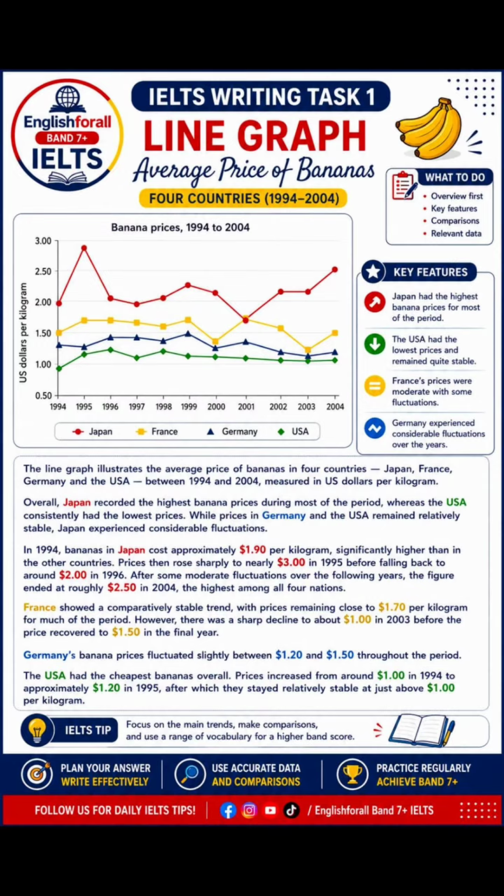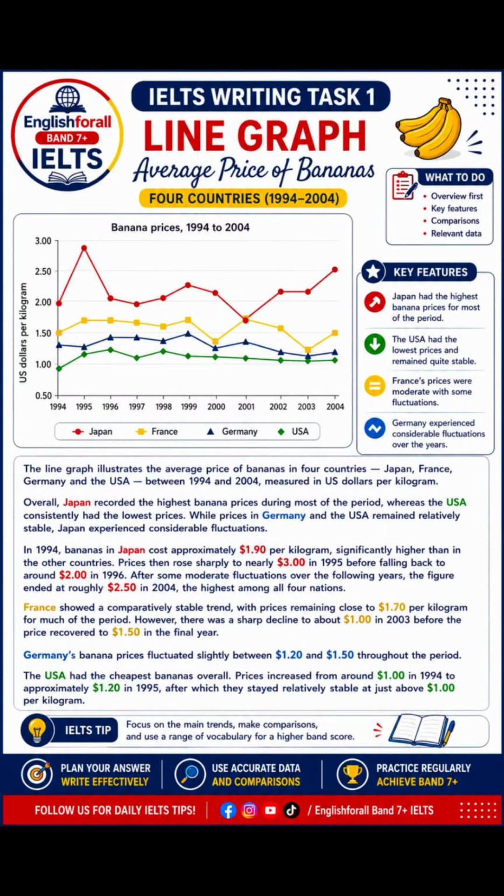dashes. Okay, so the line graph illustrates the average price of bananas in 4 countries, Japan, France, Germany, and USA, between 1994 and 2004, measured in US dollars per kilogram. A very simple statement that just tells the examiner what you are going to talk about next.